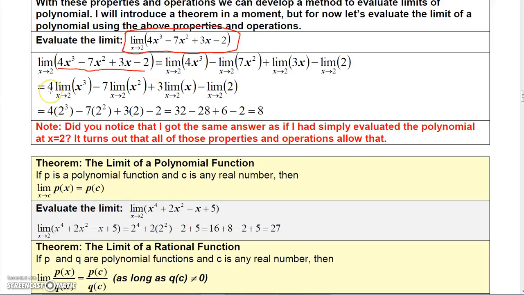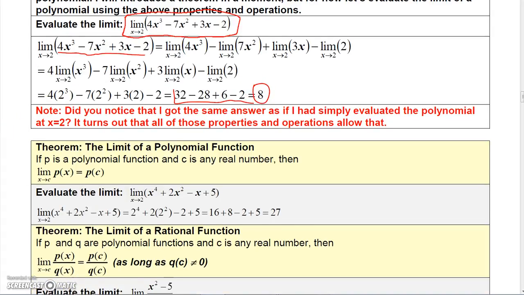Well, now I know how to evaluate each of these. I know the limit of x cubed is just 2 cubed as x approaches 2. I know the limit of x squared is just 2 squared as x approaches 2. I know the limit of x is just 2 as x approaches 2. And I know the limit of 2 is just 2 regardless of what x approaches. And then I had to take 4 times 2 cubed minus 7 times 2 squared plus 3 times 2 minus 2, and then calculate all that out. And unless I got my arithmetic wrong, that all comes out to 8.